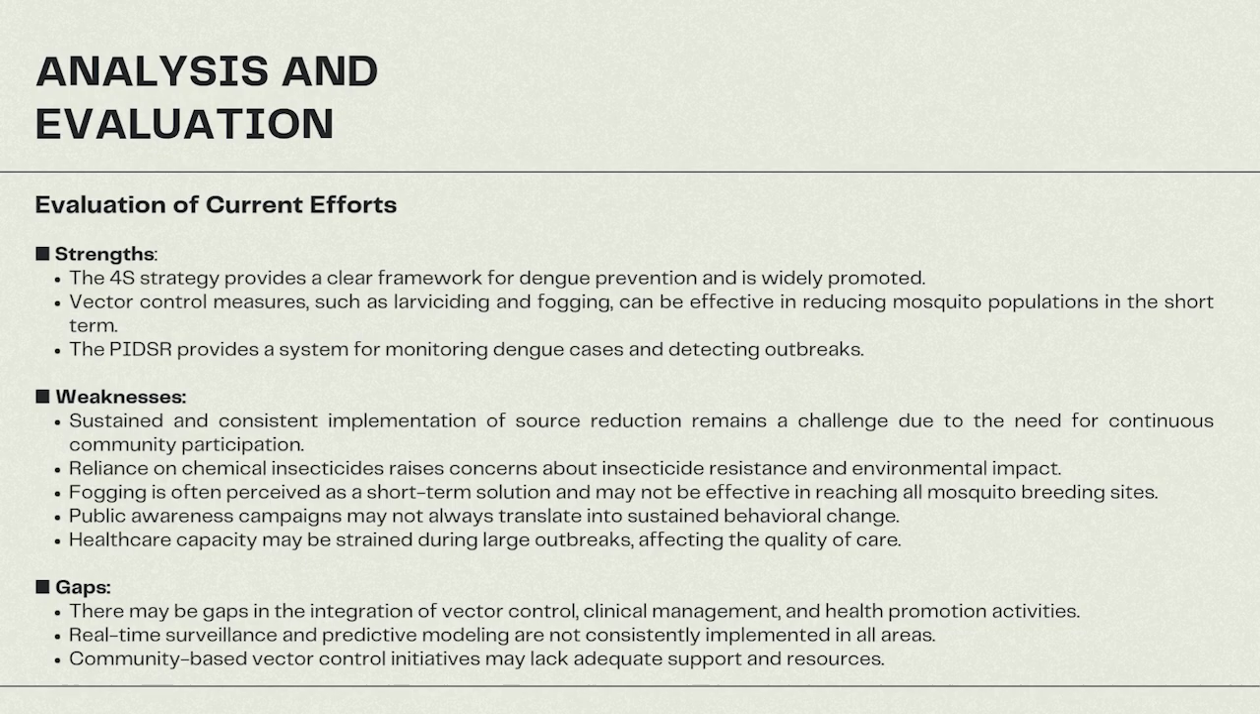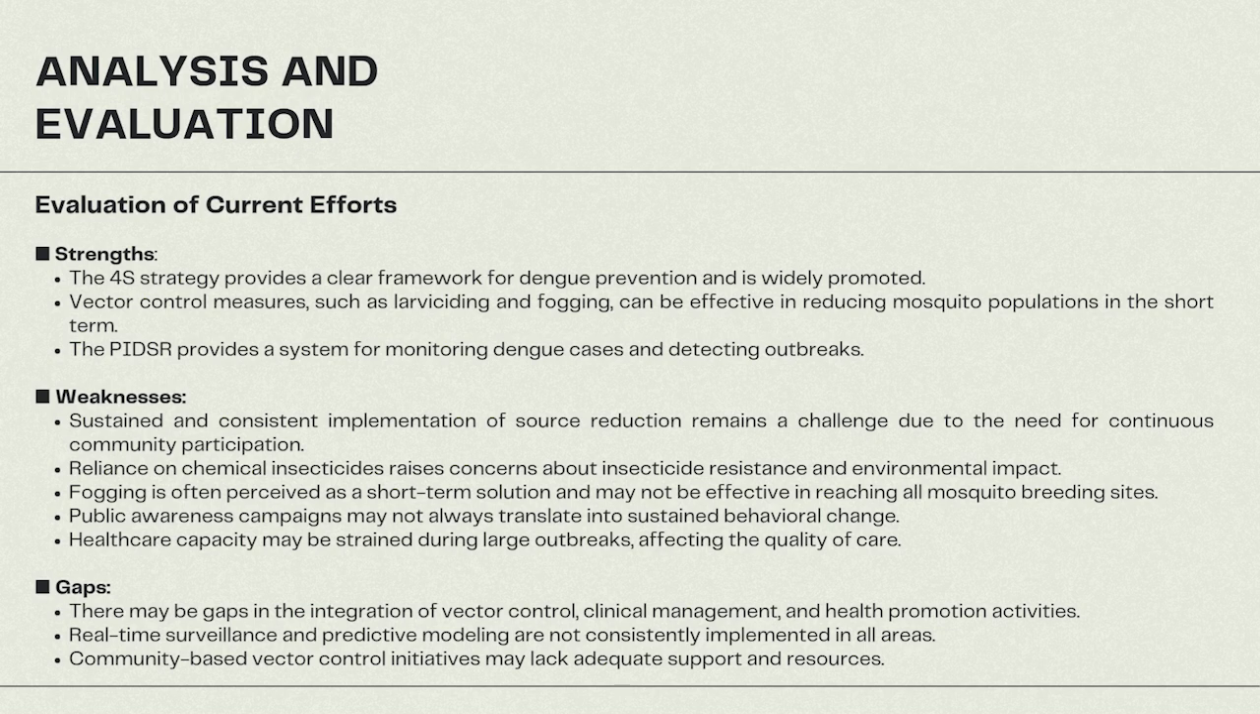So the current efforts to combat dengue show both progress and challenges. On the positive side, the 4S strategy, which is search and destroy, self-protection, seek early consultation, and support fogging, offers a clear and structured approach that is widely promoted by health authorities. Vector control efforts like larviciding and fogging help reduce mosquito populations, especially during outbreaks, while the Philippine Integrated Disease Surveillance and Response System, or PIDSR, supports timely monitoring and response to dengue cases.